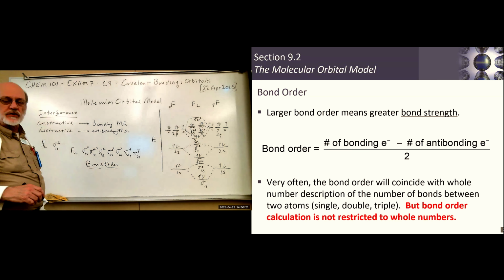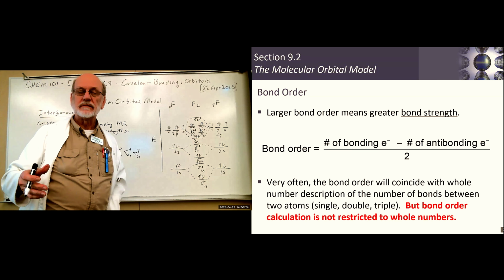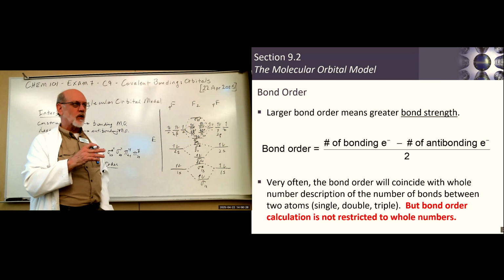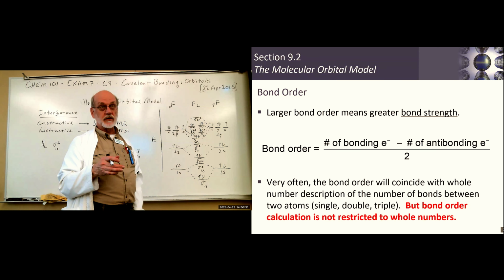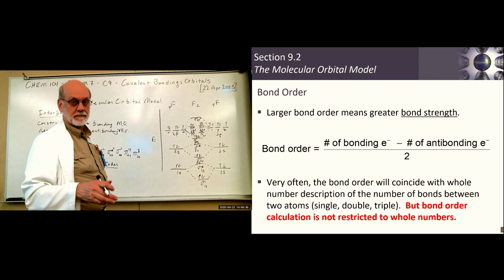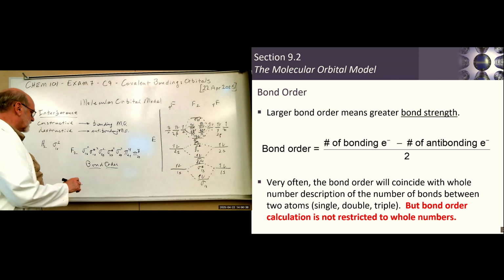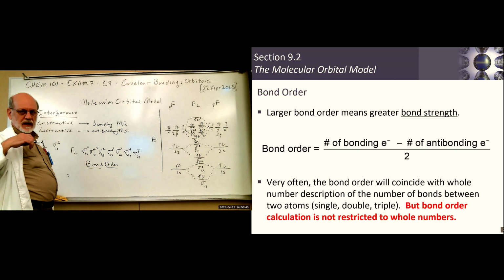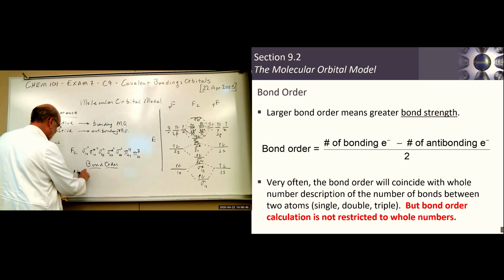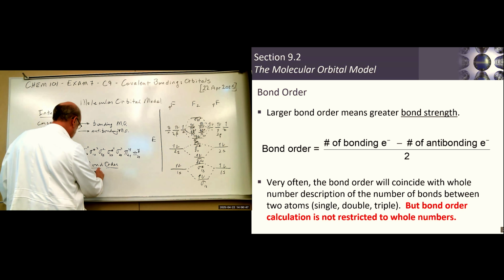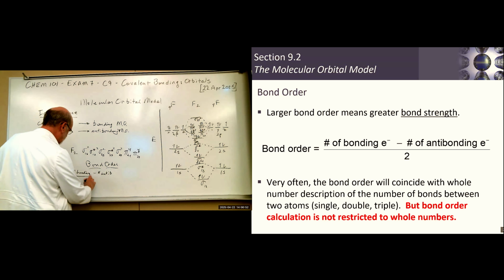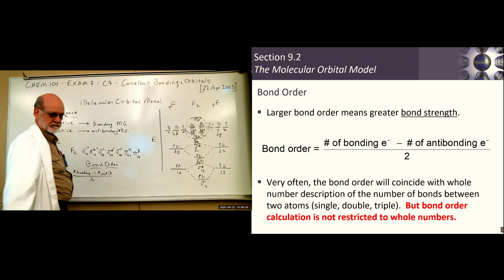Bond order is analogous to single, double, triple. Only in our localized electron model, that's all we can have. Single, double, and triple, there's no in-betweens. But with bond order, we can get fractionals. Okay, so what we do is we take the number of bonding electrons minus the number of anti-bonding, and divide by 2.